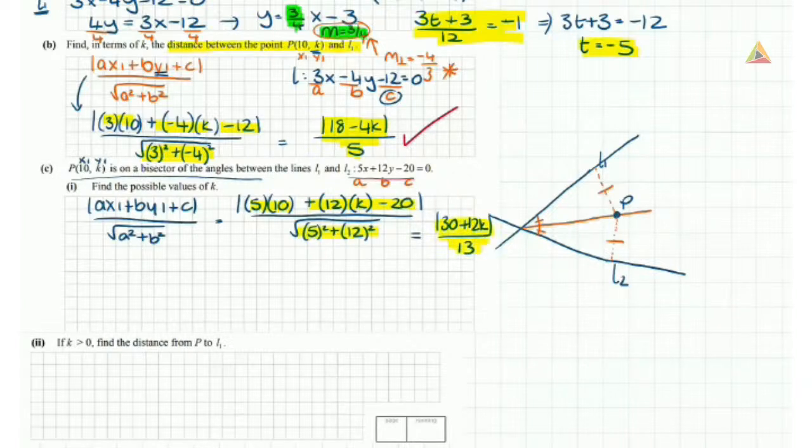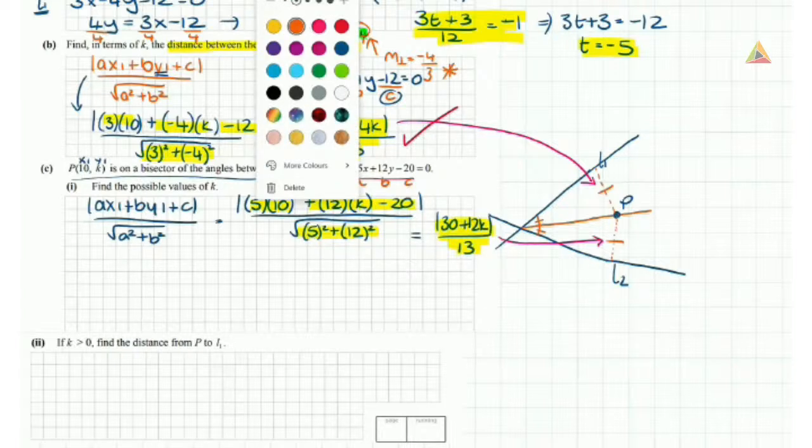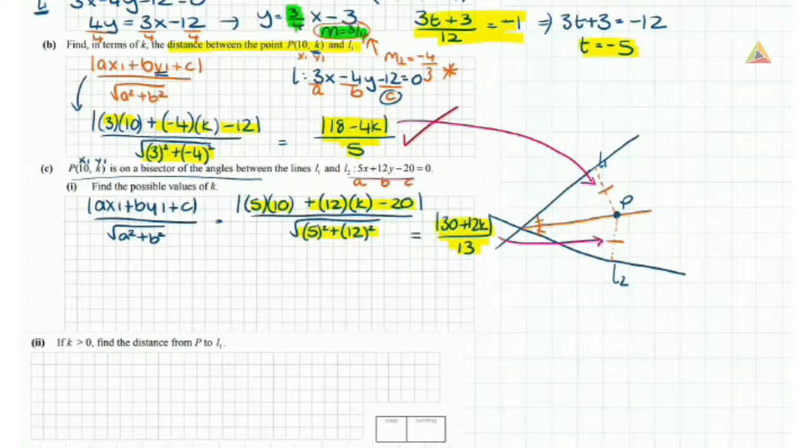So that distance there, if I go back to my diagram, is the distance between P and L2. And what we found up here is the distance between P and L1. But we've just said those two distances should be exactly the same. In other words, my answer from part B, which was the absolute value of 18 minus 4k over 5, should be exactly the same as the absolute value of 30 plus 12k over 13, which we've just found.